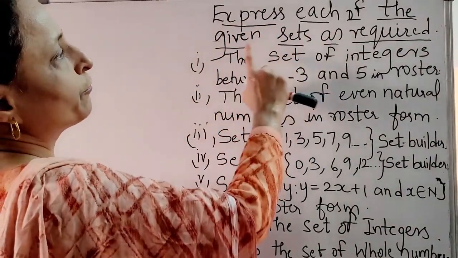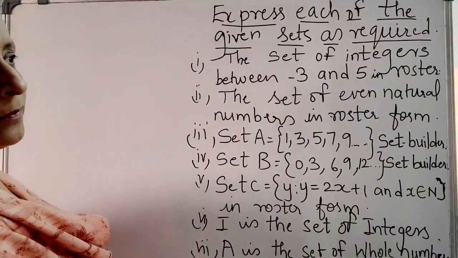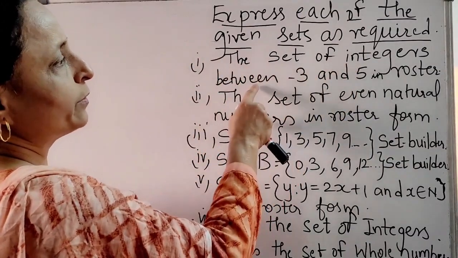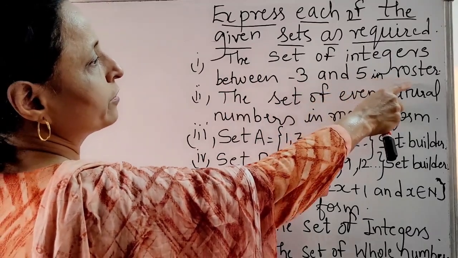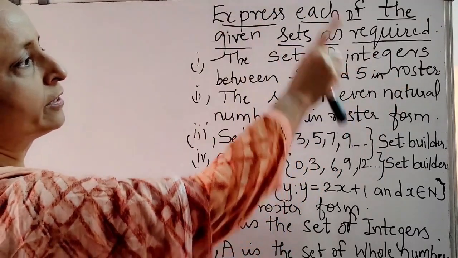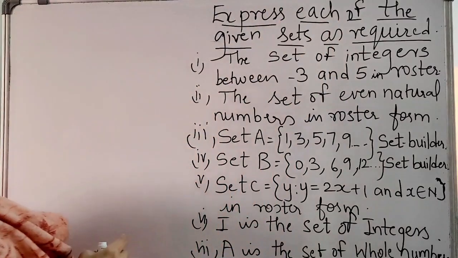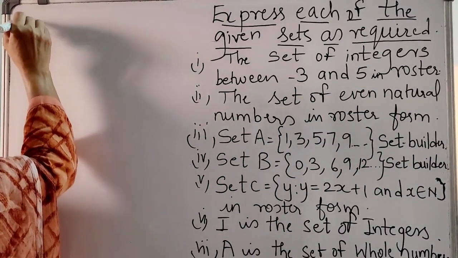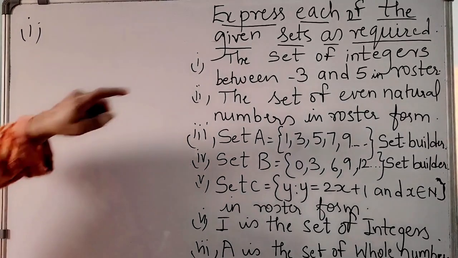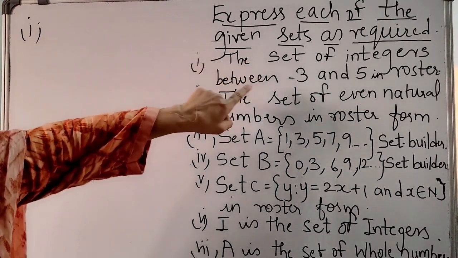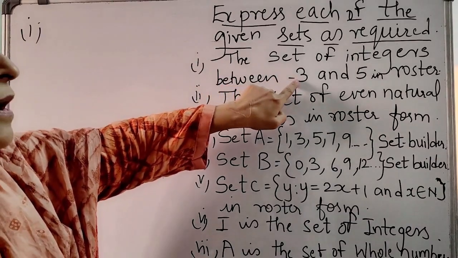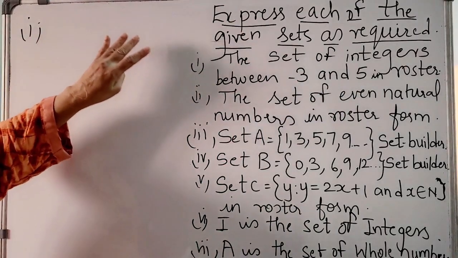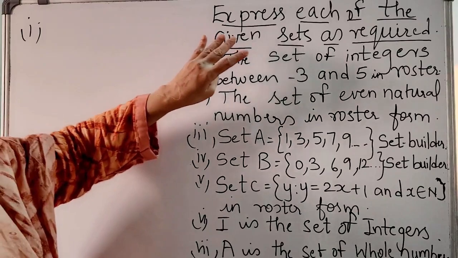Now express each of the given sets as required. First one, the set of integers between -3 and 5 in roster method or tabular method. Roster and tabular are the same. So what you have to write is the set of integers. Now it's not just integers, it's the integers between -3 and 5. You know, integers are -3, -2, -1, 0, 1, 2, 3, 4.